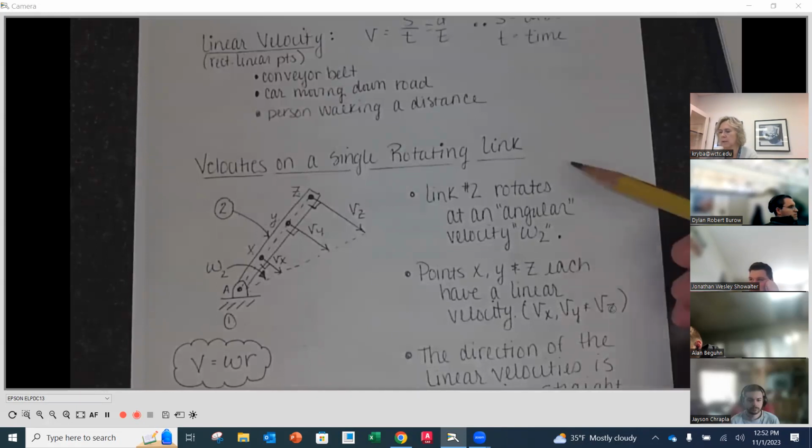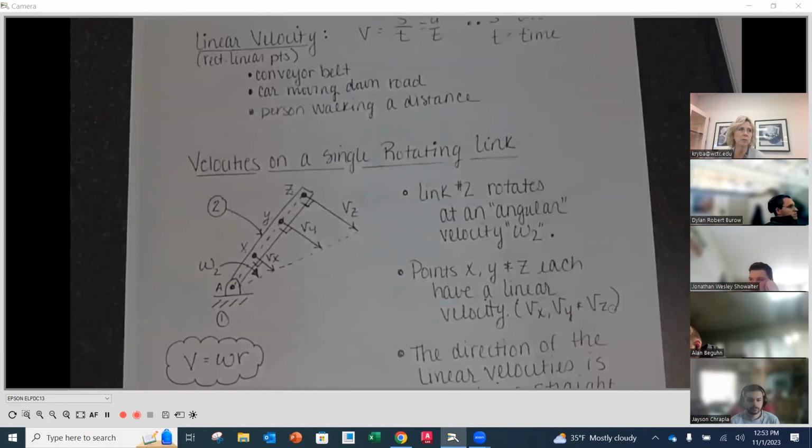Link number 2 is going to rotate at an angular velocity, always signified by the Greek letter lowercase omega, and they're calling it W2 here. It will always have a direction, either clockwise or counterclockwise. So angular velocity is a rotational speed, clockwise or counterclockwise, and it's depicted based on the link that it's on. In this case it's link number 2, so it's W sub 2. Points X, Y, and Z have linear velocities, as we said earlier, Vx, Vy, and Vz.